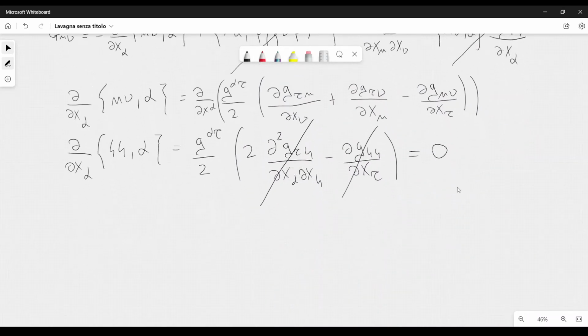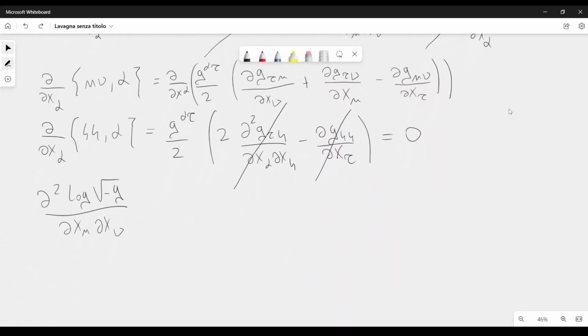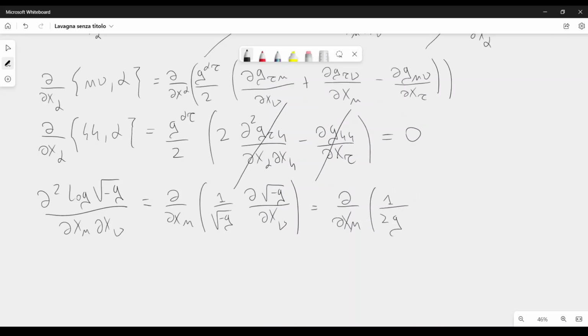And also let's consider the second derivative of the natural log of the square root of minus g with respect to x mu with respect to x nu. So I'm considering this term here. This derivative can be written like this. It is the derivative with respect to x mu, and then we get 1 over square root of minus g, times the derivative of the square root of minus g with respect to x nu, which is equal to the derivative with respect to x mu of 1 over 2g, times the derivative of g with respect to x nu.